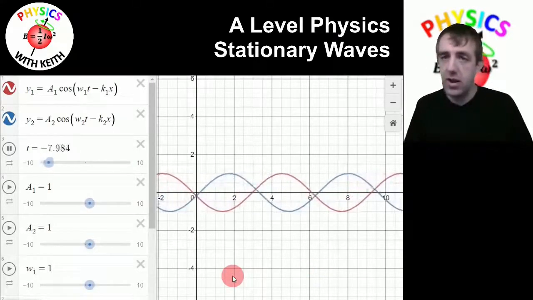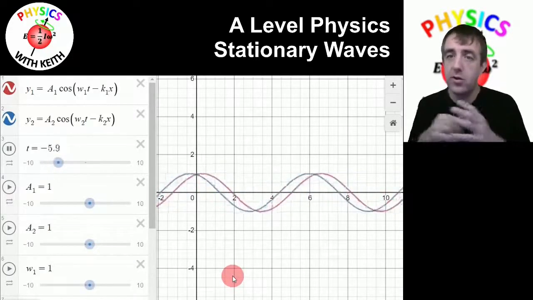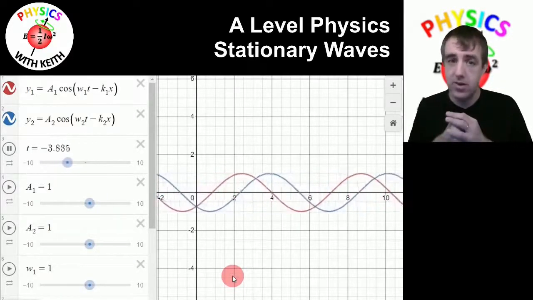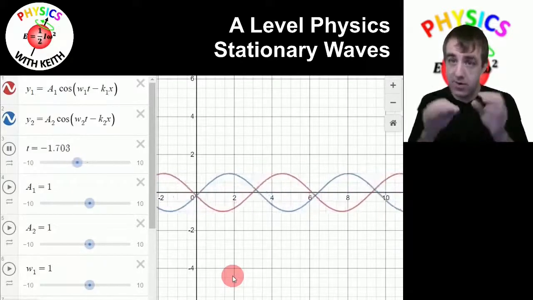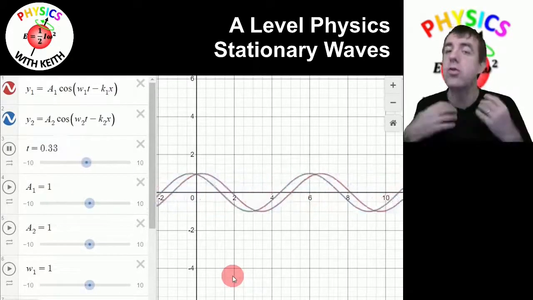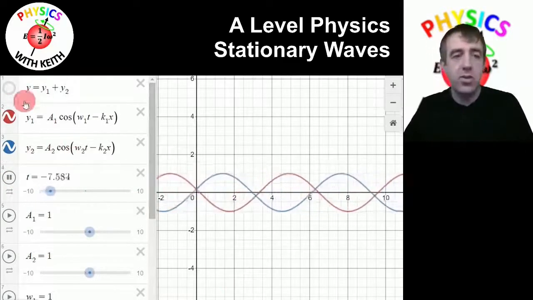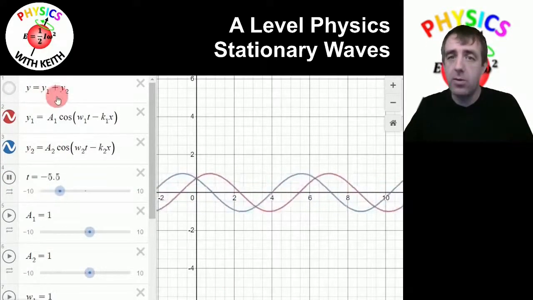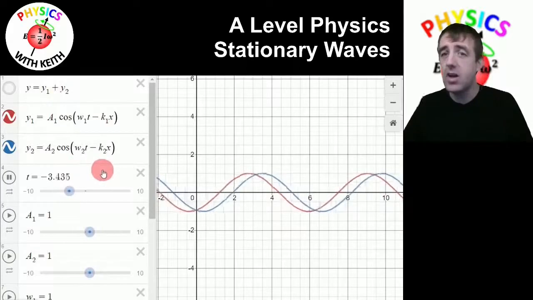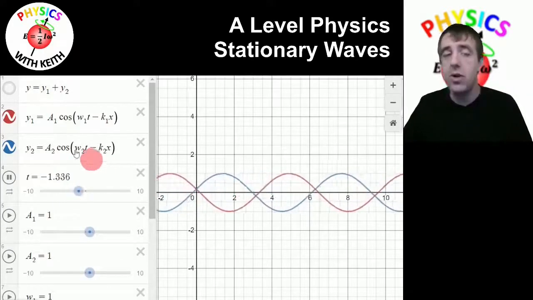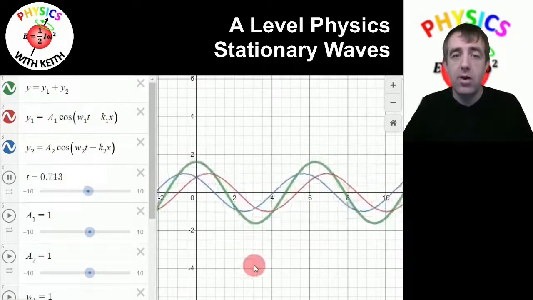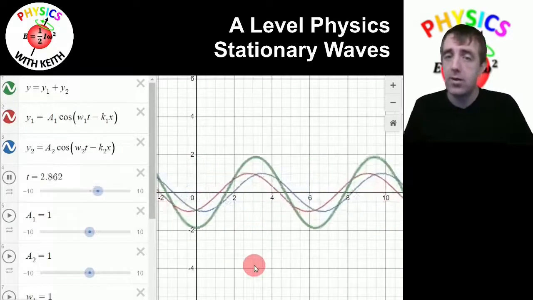Now, what's interesting is what happens when we look at the resultant of these two influences. The blue influence and the red influence, when added together, produce a resultant influence. Now, I've written that equation here, y equals y1 plus y2. We're just adding together these two functions, these two wave equations. When I do that, I get this.